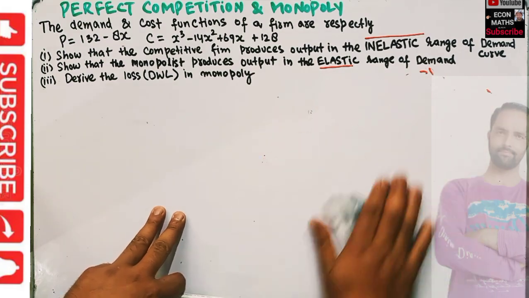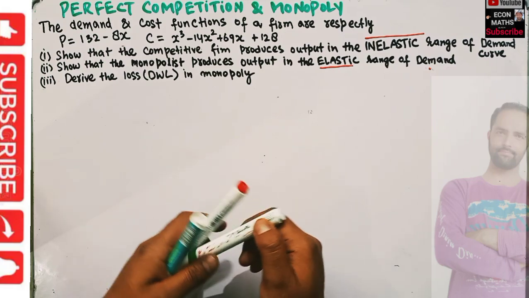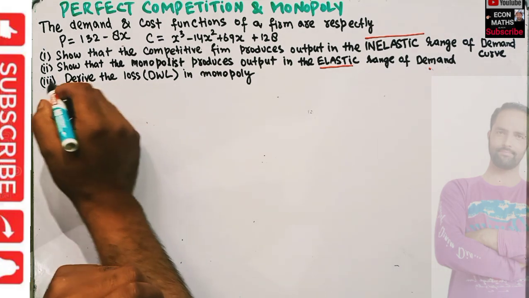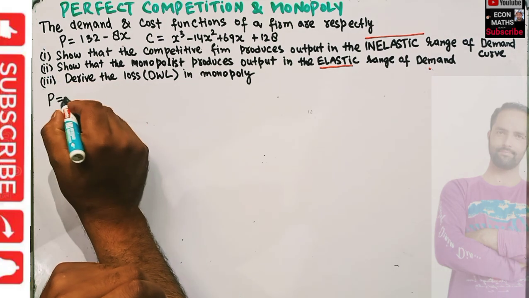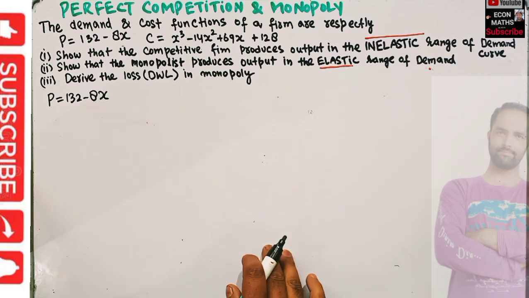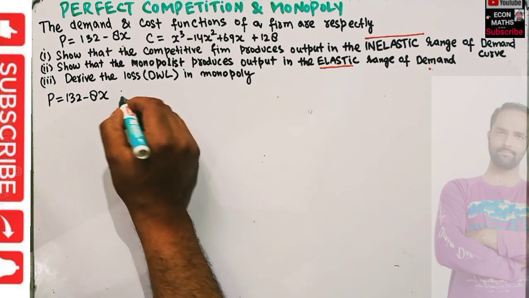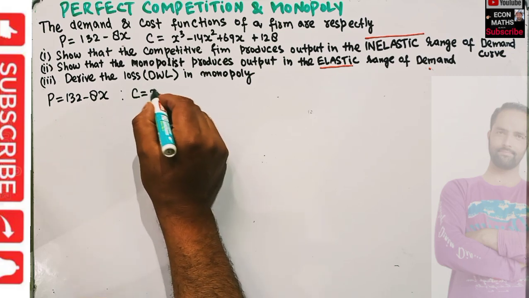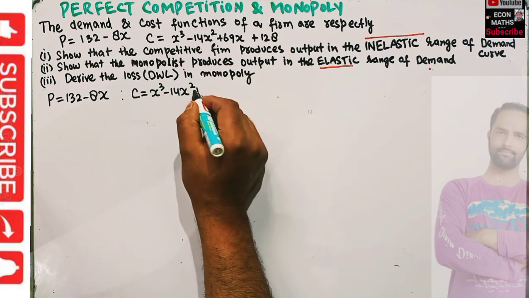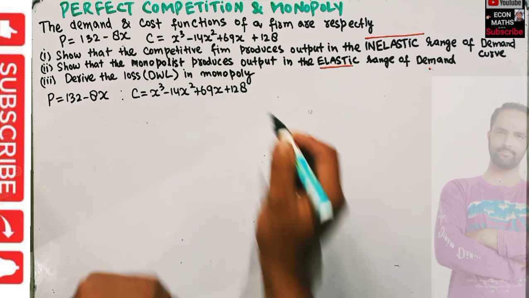So we will come to the question. Now take the case of perfect competition. We are given the demand function and cost function. Let me rewrite it first. So we have P is equal to 132 minus 8x. This is our demand function. Our total cost function is x cube minus 14x square plus 69x plus 128. This is our cost function.